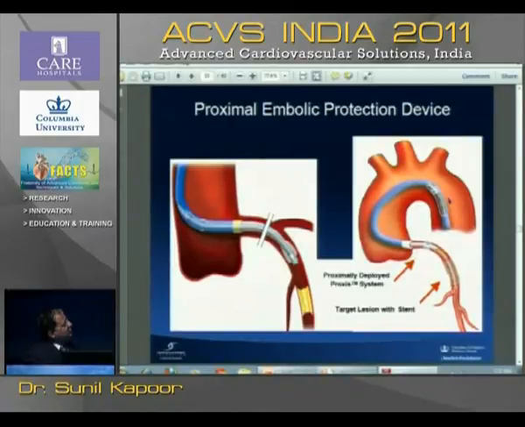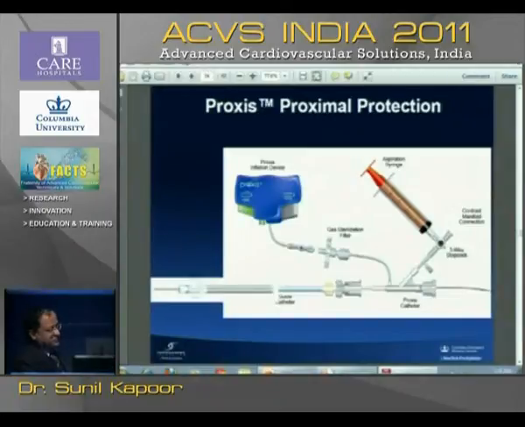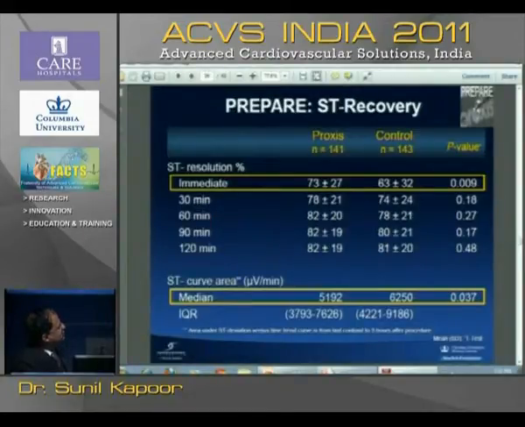This is how it works. Next slide. This is the Proxys system. Next slide. Proximal, medial, and then distal segment. For most lesions in the mid segment, it is always better that you use this device for mid segment disease more often. Next slide. This is the PREPARE study with this Proxys system. Immediate ST resolution 73 versus 63%. And then next slide.